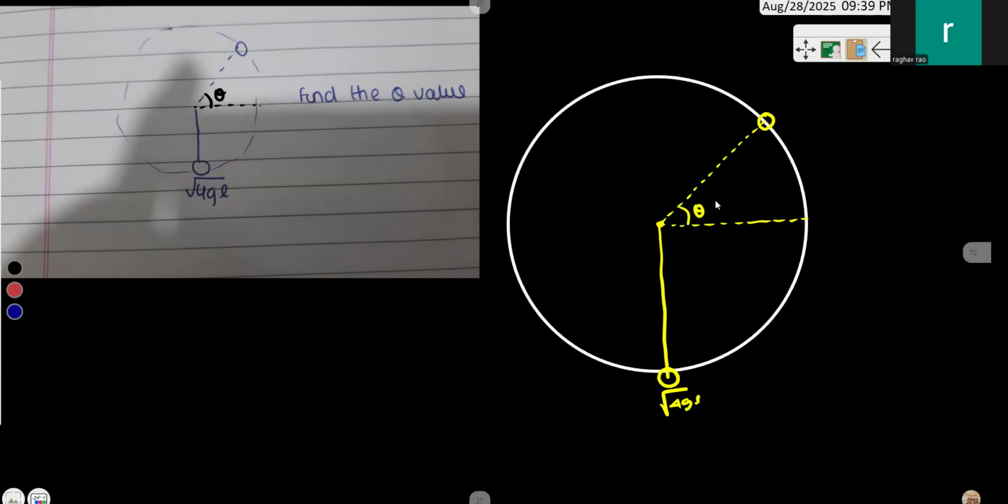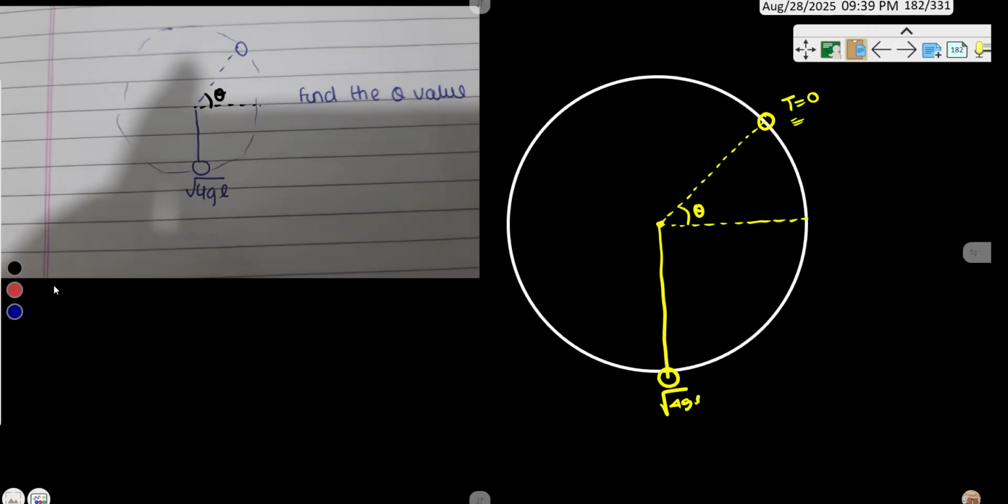This is angle theta and the string will go slack here. So at this position, the ball is going to fall down, so tension will be equal to 0. This is what we have to understand. At this position, tension will be equal to 0.